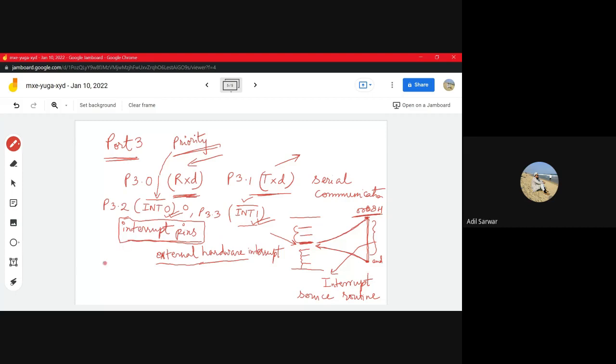Now let us take P3.4, where it is written T0, and P3.5, where it is written T1. These two are timer pins. There are two timers, T0 and T1, which are external hardware timers. I told you that timers are used for delays. There could be a software delay or there could be a hardware delay. Hardware delay is produced by these T0 and T1.